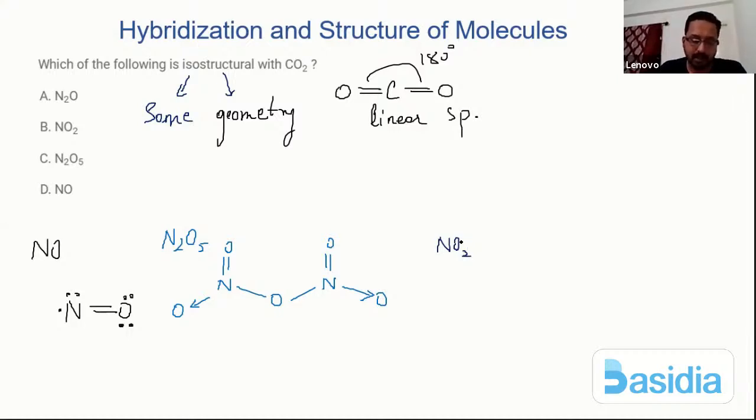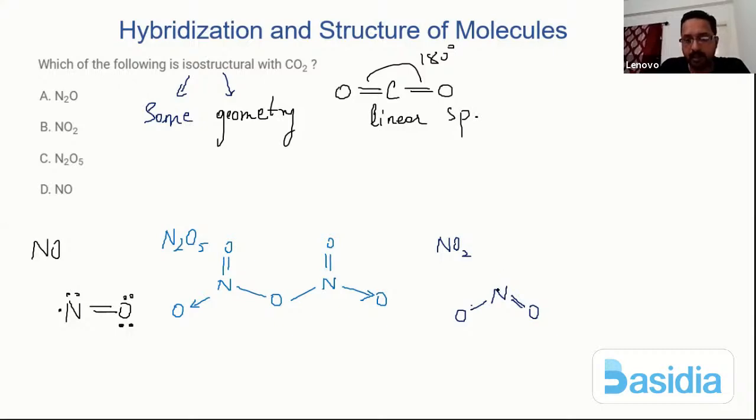Now, can anyone give me what is the NO2 structure? 30 seconds is what you have. Please try to give me the NO2 structure, the NO2 geometry. Okay. Now, when you check the NO2 structure, nitrogen, then you have a double bond oxygen over here. Then you have an oxygen also over here. So this is my NO2 structure.